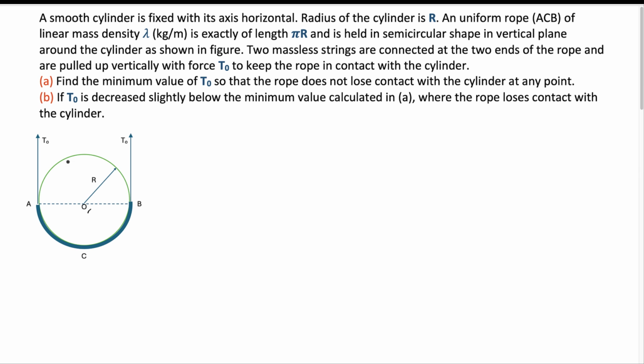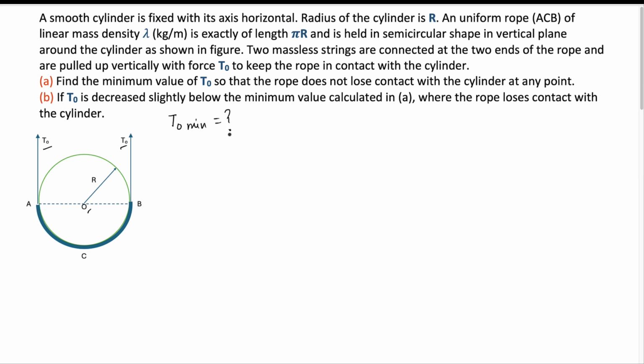The problem is that there is a cylinder here of radius r and there is a rope which is placed around the cylinder like this, half of the cylinder, and this rope is being held by two strings with tension T0 each. Okay, so T0 is the tension using which the rope is being pulled so that it is kept like this. And the question is, what is the minimum T0?